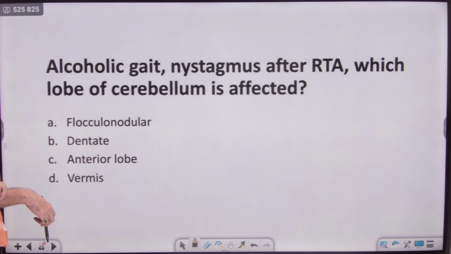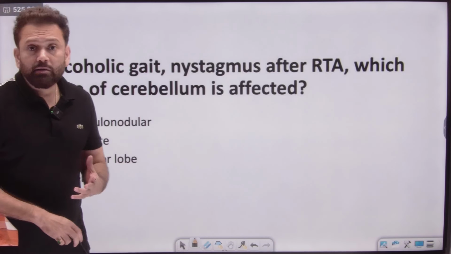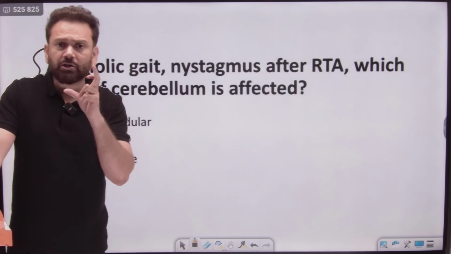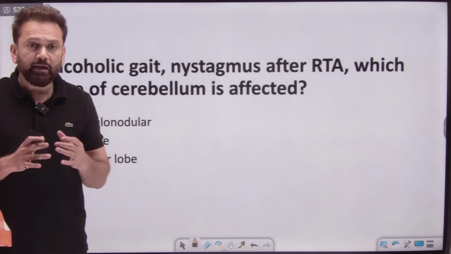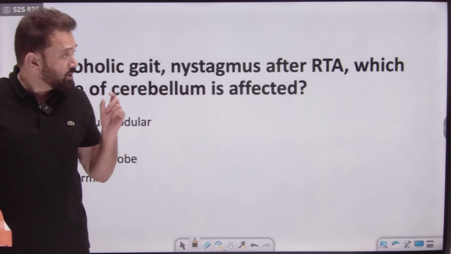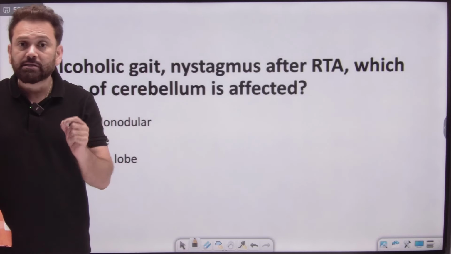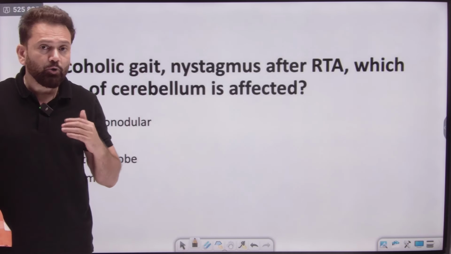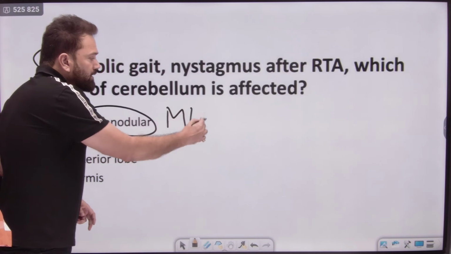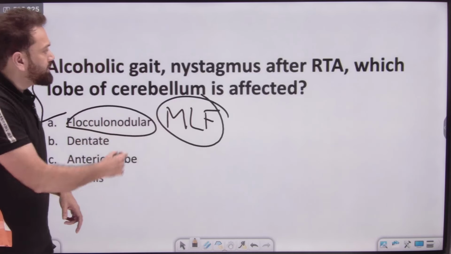Now, alcoholic gait, nystagmus after RTA, which lobe of cerebellum is affected? Now, this is again a simple question. Again, I am telling you, cerebellum is a very important topic. If you have taken the doctoral app, you must see. I have taken a 1 hour full lecture on cerebellum in more detail, including the clinical features, all the lobes, all the pathways, the histopathology and all, because this topic covers 2 or 3 questions every year. Until you know the detail, for example, the flocculonodal lobe has the MLF pathway, medial longitudinal fasciculus pathway. If there is a lesion to this, only then will it cause nystagmus.